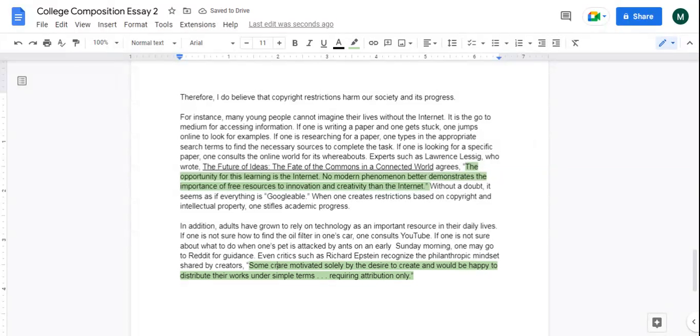Okay, and then I'm going to take creators out and do the ellipses here. I've got 6 minutes remaining, writers. For instance, many young people cannot imagine their lives without the internet. I'm actually more concerned about the adult side. In addition, adults have grown to rely on technology as an important resource in their daily lives. If one is not sure how to find the oil filter in one's car, one consults YouTube. If one is not sure what to do when one's pet is attacked by ants on an early Sunday morning, one may go to Reddit for guidance. Even critics, such as Richard Epstein, recognized the philanthropic mindset shared by creators.